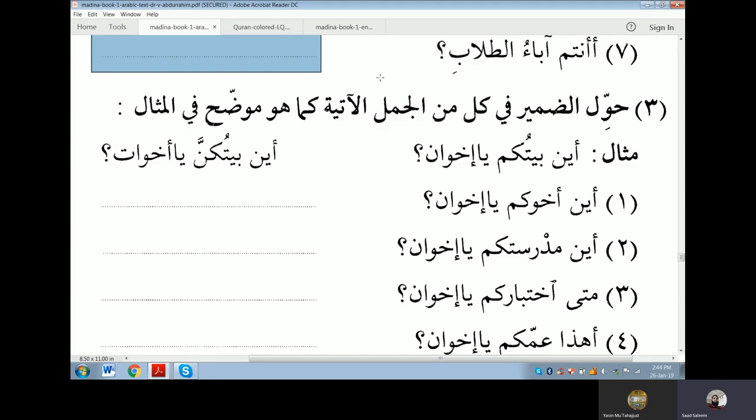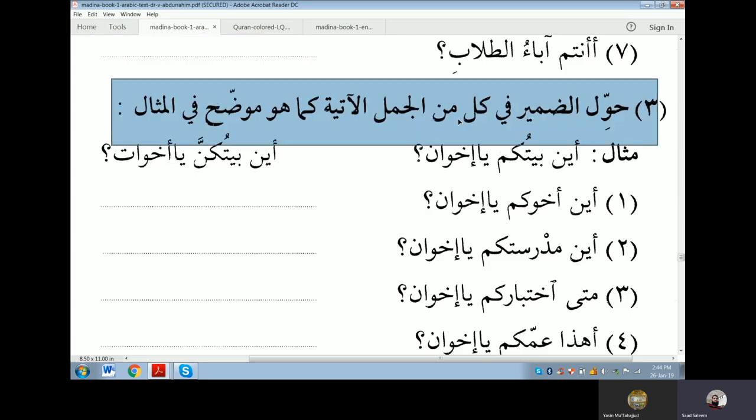I can check. Okay, next question: how will al-zamir fi kulli min al-jumal al-atiya kama huwa mubayyan fil-mithal? It means change the pronoun. In the previous question we changed the subject. Here we will change the pronoun into feminine, like it is explained in the example.